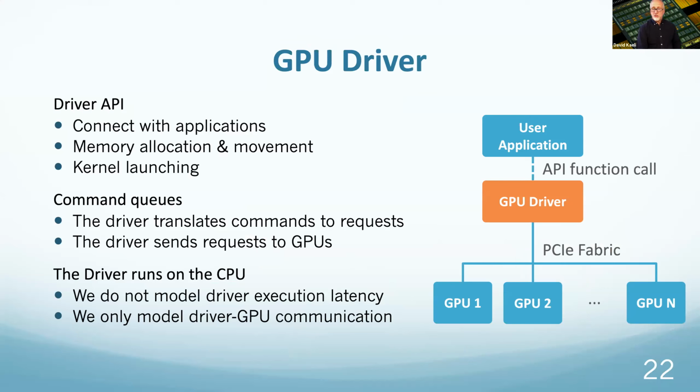So we start with the GPU driver. We have a user application. It makes API function calls to the driver. Then through the PCI fabric, we talk to GPUs, and again, we can model any number of GPUs. Our driver API connects with the application, does memory allocation and movement, and kernel launching, very much like what the host would do. We're not modeling an x86 or any host per se. There is some work to do that in the future.